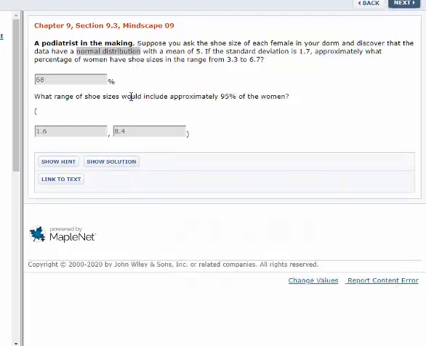So just to recap, 68% of observations will be within 1 standard deviation on each side of the mean, and 95% of observations will be within 2 standard deviations of the mean.